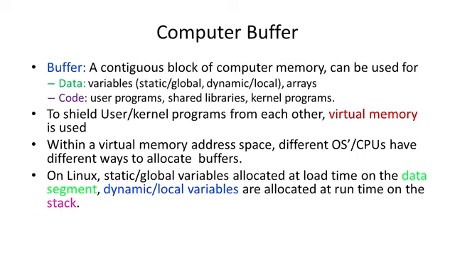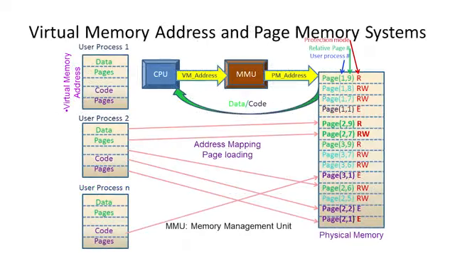On Linux operating systems, the static and global variables are allocated at load time on the data segment. The dynamic and local variables are allocated at runtime on the stack, typically in the higher address space. So they are located in different regions. In a modern operating system, every program is compiled and allocated data and code to the same virtual memory address space by the compiler. The code or instructions are generated with addresses located in the lower part of the memory. The data are generated with addresses located in the upper part of the memory.